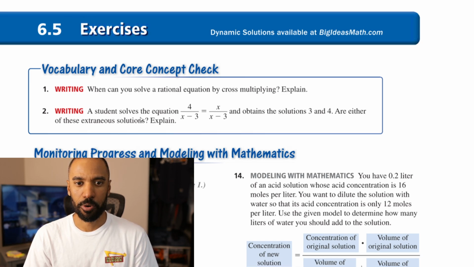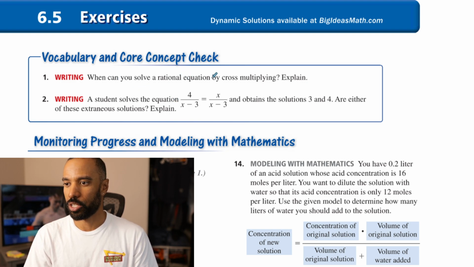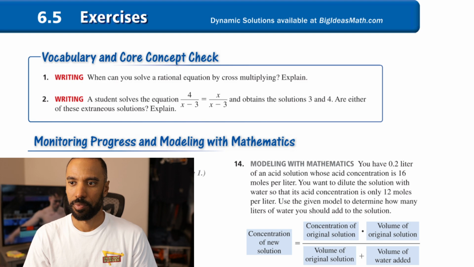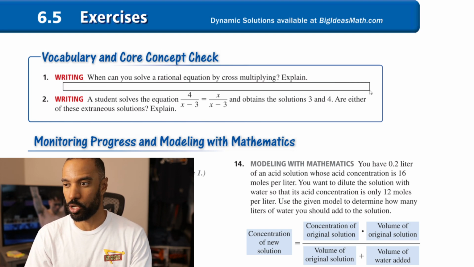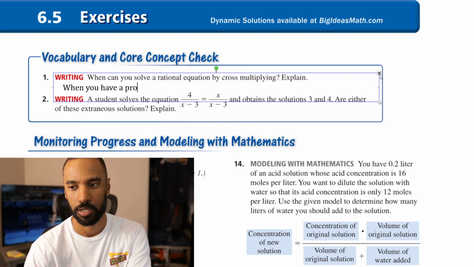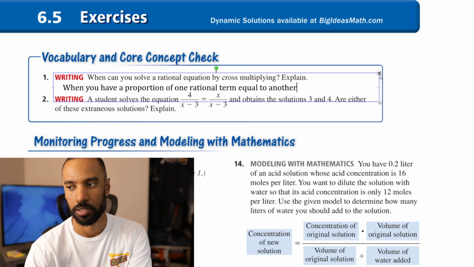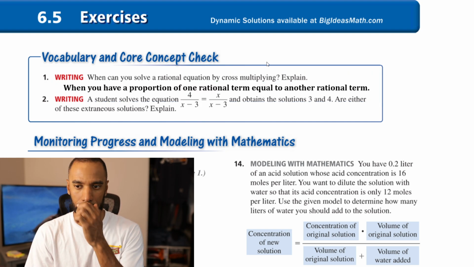Okay, that's the end of the lecture portion, guys. Let's go to the vocabulary and core concept check. Number 1, when can you solve a rational equation by cross-multiplying? Explain. They stated when you have one rational expression on each side of the equation. I can just state when it's a proportion. When you have a proportion of one rational term equal to another. I guess that's my explanation as well.